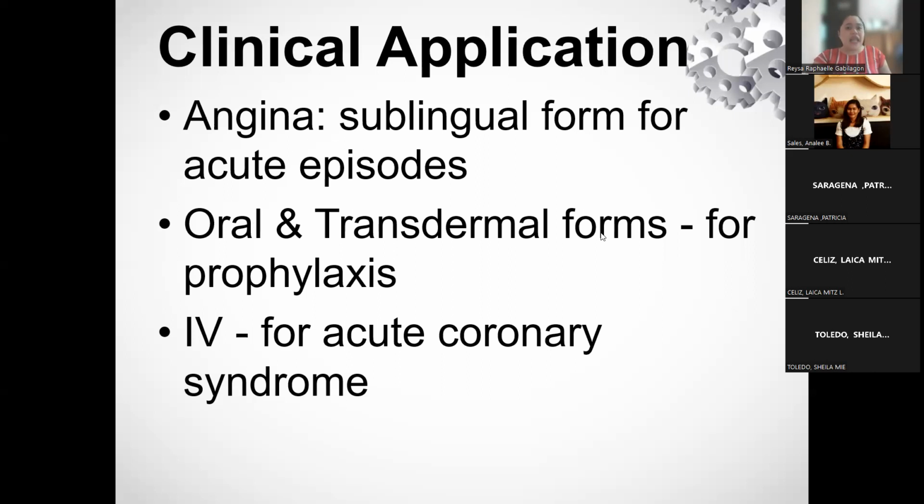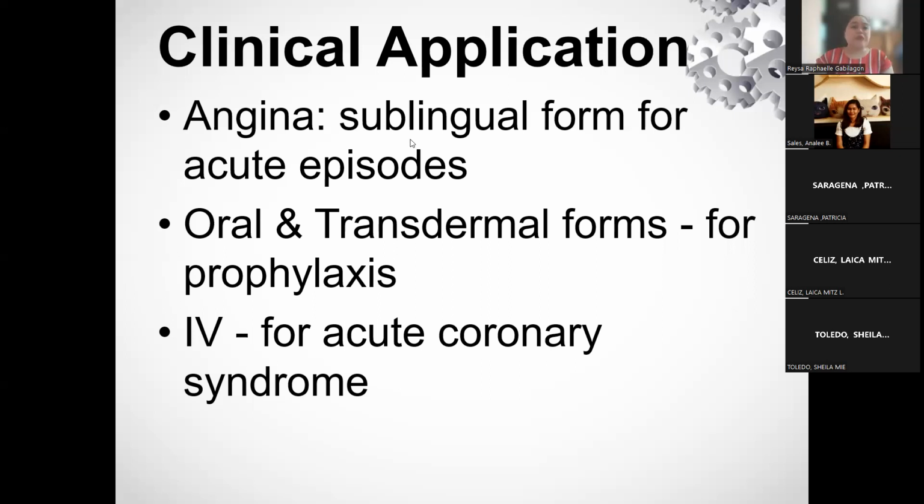The oral and the transdermal patches or forms are used for prophylaxis. So, sabi ko din siya kanina, ISMN orally given, the isosorbide mononitrate that is orally given is used for prophylaxis. And so is the transdermal patch. Yung transdermal patch, dinidikit lang siya syempre sa skin, and then the whole day, the patient will have the supply of the nitrate.